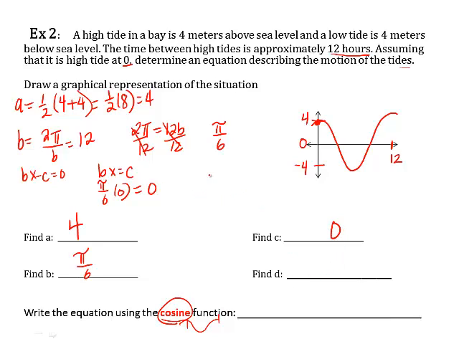D, what is D? Well, D is 1/2 the maximum plus the minimum, and in this case it's going to be 0. 4 minus 4 is 0 times 1/2 is 0. So my cosine is y equals 4 cosine pi over 6x.